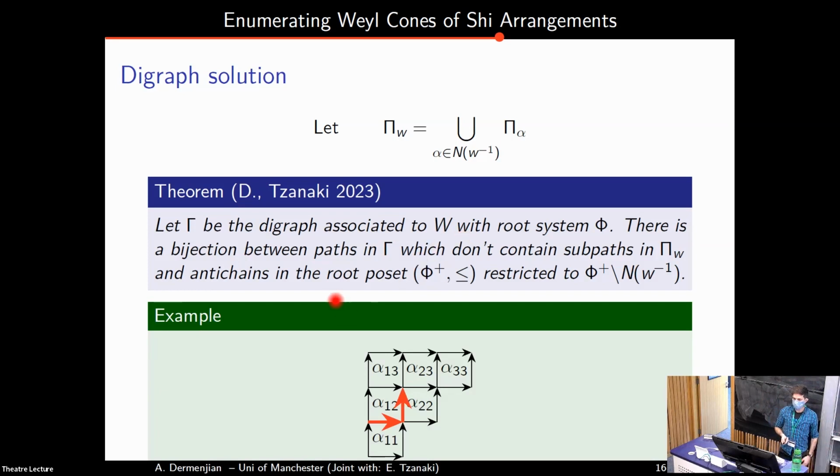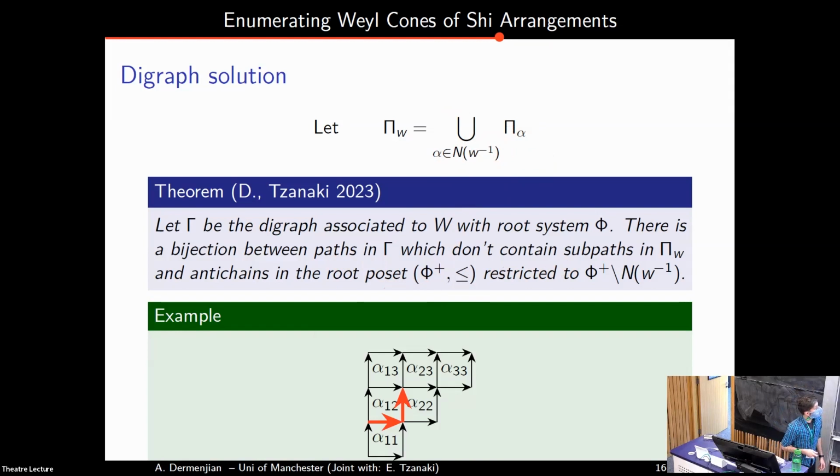So there's a bijection between paths in gamma which don't contain subpaths in pi of w. And here pi of w I'm taking as the union of all of the pi of alphas, where alpha is in the right inversion set. And then this is just a bijection with the antichains as given before.